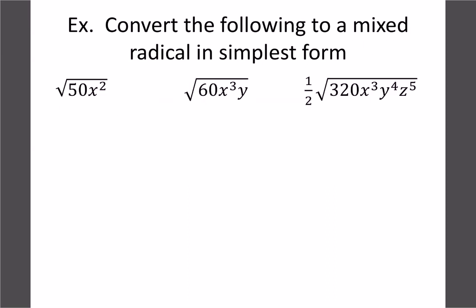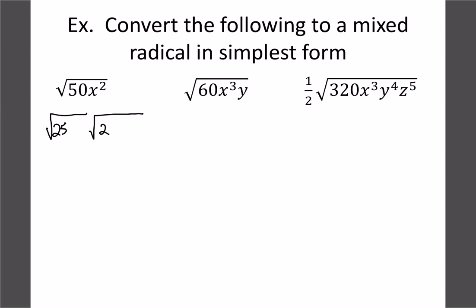So let's try a couple more, but with variables this time. So what we want to do is break it into 2 roots again, just like we did. And let's just do one at a time. So worry about the regular numbers. So we have 50. So the biggest on our list that'll divide is 25. So we have 25 and 2.